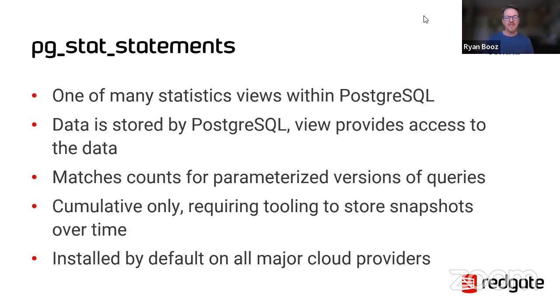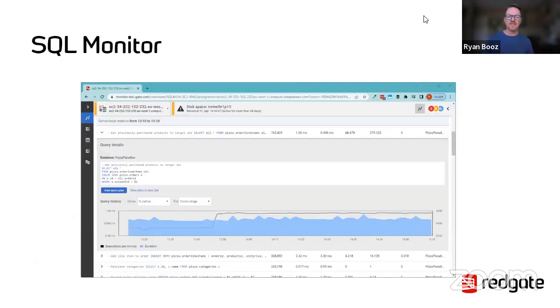By default, this is installed in every major cloud provider that I know of. So if you go to Azure, you go to AWS, wherever you go, as far as I know, every cloud provider does provide access to this extension so that you can install it. Sometimes it might just be installed by default for you, and you can query these metrics.